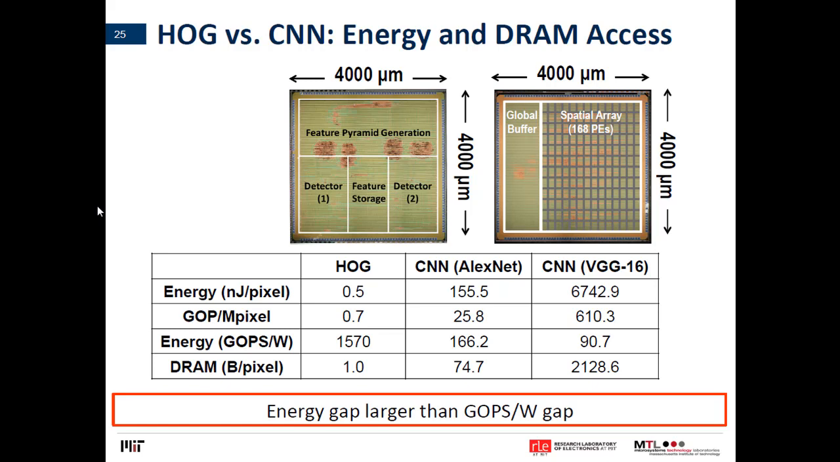We divide out by the operations per pixel, and then we can see here that actually it's still substantially, HOG is substantially more energy efficient. So here, the higher the better than both CNN for AlexNet and VGG.